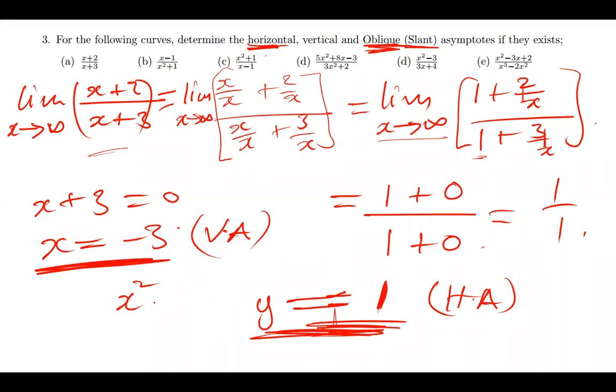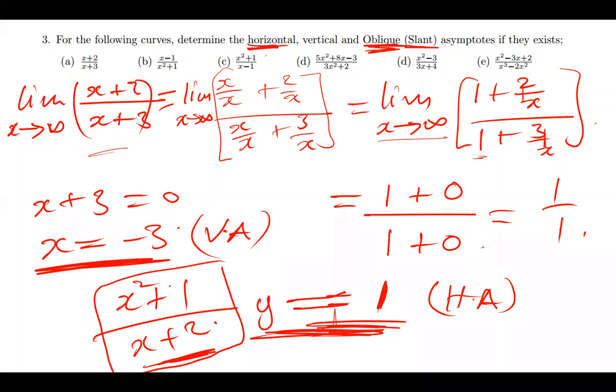And the oblique asymptote only exists when the degree of the numerator is higher than the degree of the denominator just by 1. What does that mean? This can only be found if the function on the numerator is maybe x squared plus 1 over x plus 2, such that we are able to divide this denominator into the numerator. So the degree of the numerator should be higher by 1 than the degree of the denominator. That's when we can know that it has the slant asymptote.